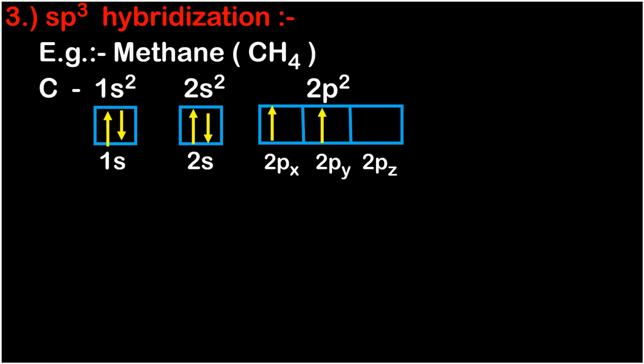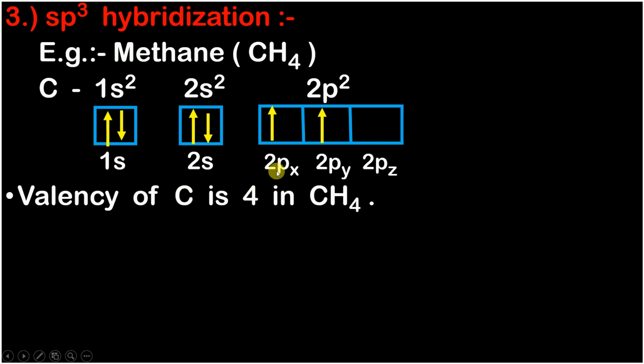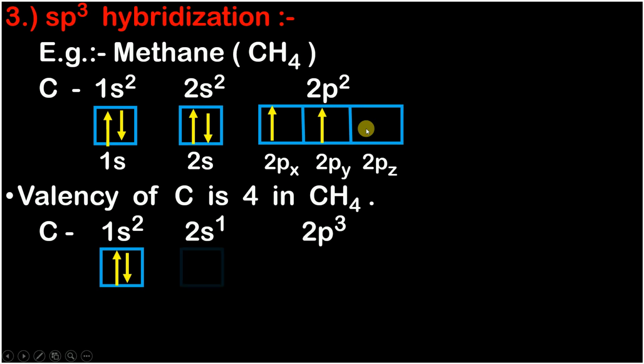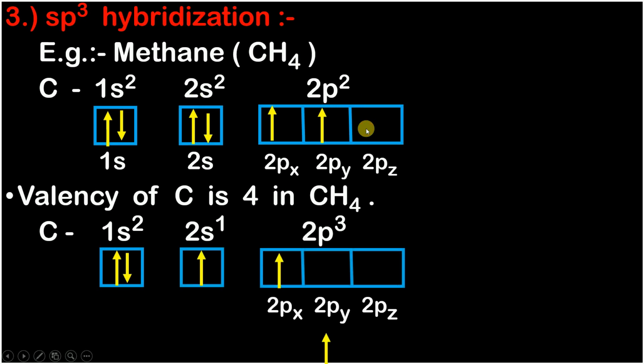Now moving on, what we observe is that in methane the valency of carbon is 4, which means that we require 4 unpaired electrons. Since we require 4 unpaired electrons, we require 4 orbitals with 1 electron each. So in this scenario, 1 electron from 2s is going to jump to 2pz. As you can see over here, 1 electron has jumped to 2pz, and now this 2s2 becomes 2s1 because it has only 1 electron, and this 2p2 becomes 2p3 because it has gained 1 electron.